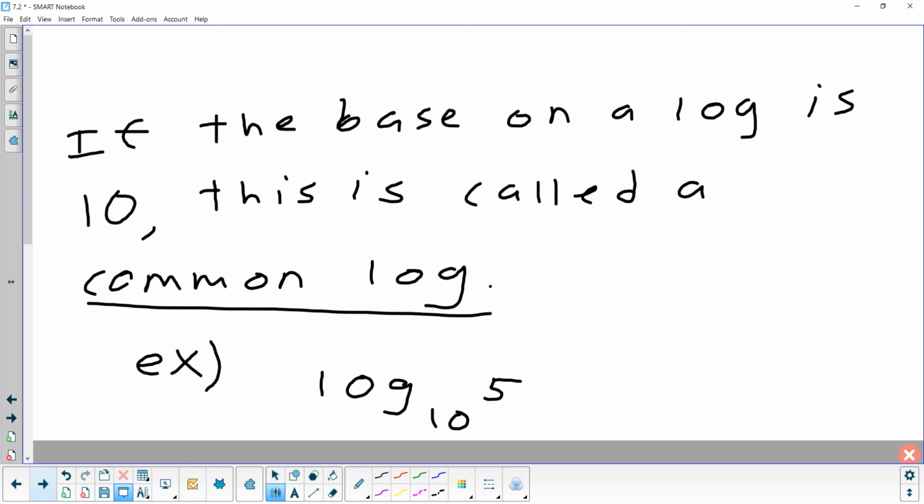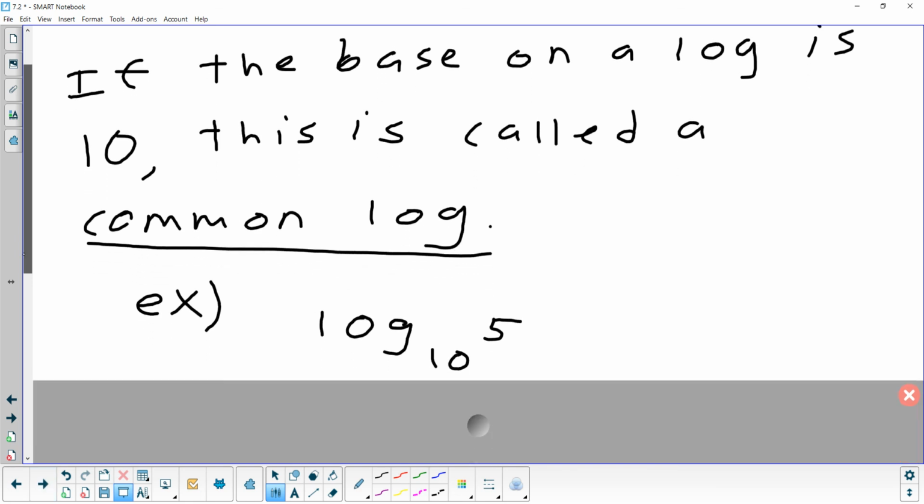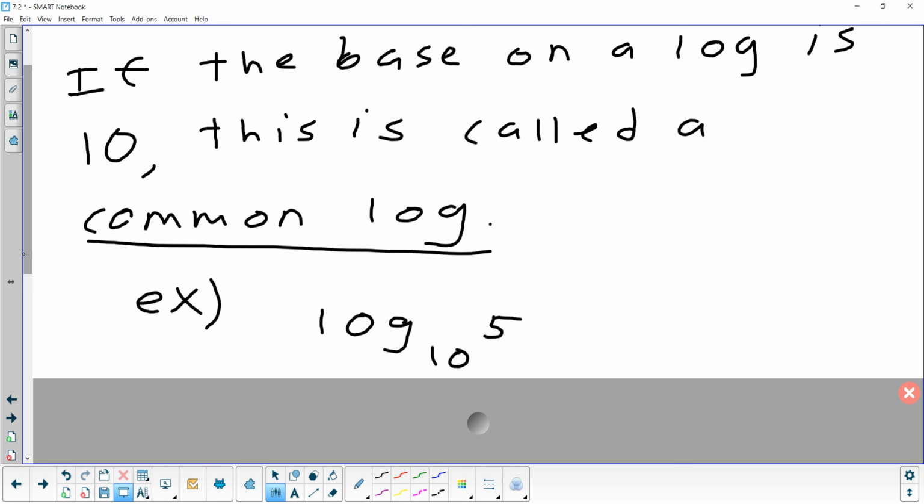That's an example of a common log. Log base 10 of 5. So if it's base e, we call it natural log. If it's base 10, we can call it a common log. If it's any other base, we just say it's log base 2, log base 6, log base 5, log base 9, whatever it is. There is no special name. Just 10 and e.